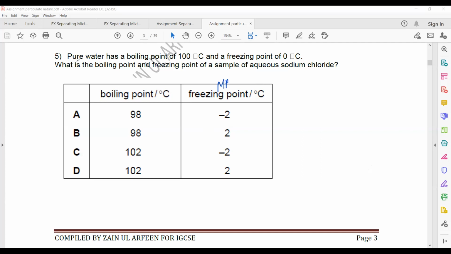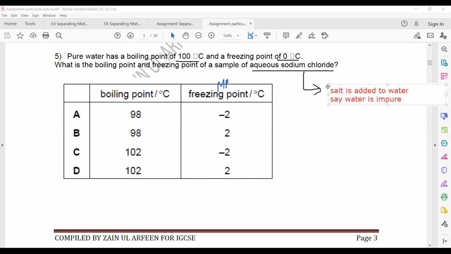Now the question is, pure water has a boiling point of 100 and a freezing point of 0. So water boils at 100 and freezes at 0. What is the boiling point and freezing point of a sample of aqueous sodium chloride? The term aqueous sodium chloride means salt is added to water, because aqua is the term used for water and sodium chloride is a salt, so it means a salt is added to water, or we can also say water is impure.